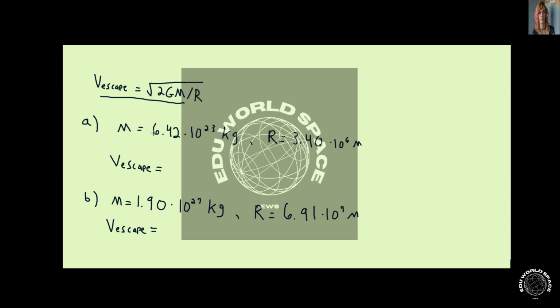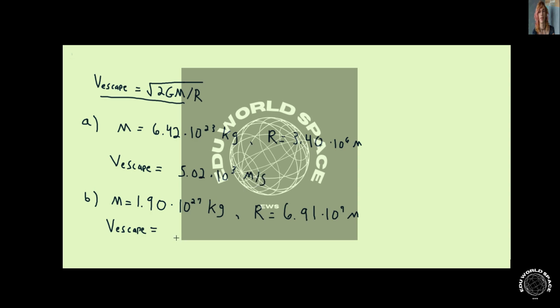So I've just gone ahead and looked up those values in the appendix. So we have the mass of Mars and the radius of Mars. So all we need to do is just directly plug those into the equation. And when we do that, we find that the escape velocity on Mars should be 5.02 times 10 to the third meters per second. So about 5 kilometers a second, pretty fast.